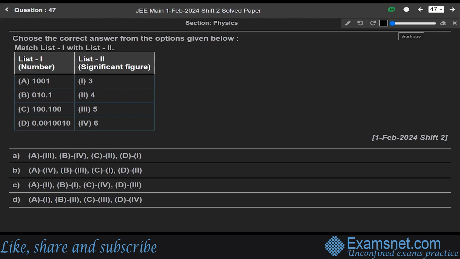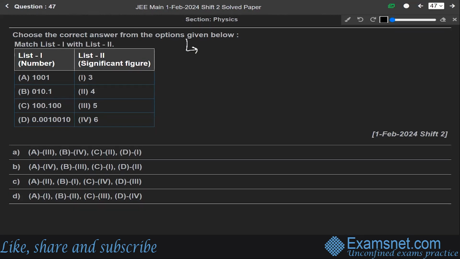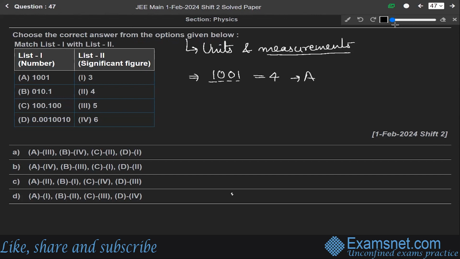So the next question is 47. Choose the correct answer from the options given below. This question is from the chapter of units and measurements, that is the first chapter. In this question, we have to find the significant figures. In A, there is 1001, where the zero comes after 1, so the number of significant figures will be 1, 2, 3, 4, that is 4 in A. So A matches with second.